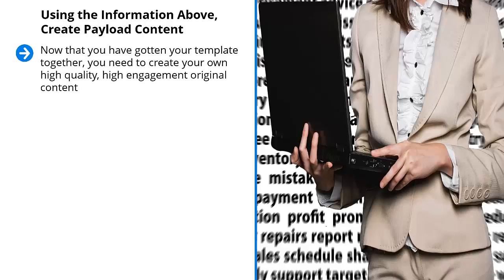Using the information above, create payload content. Now that you have gotten your template together, you need to create your own high-quality, high-engagement original content. This content is going to be used to sell people on your mailing list. When they read this content, they're supposed to get excited about joining your mailing list. This is content that is most likely to be credible and most likely to be shared.